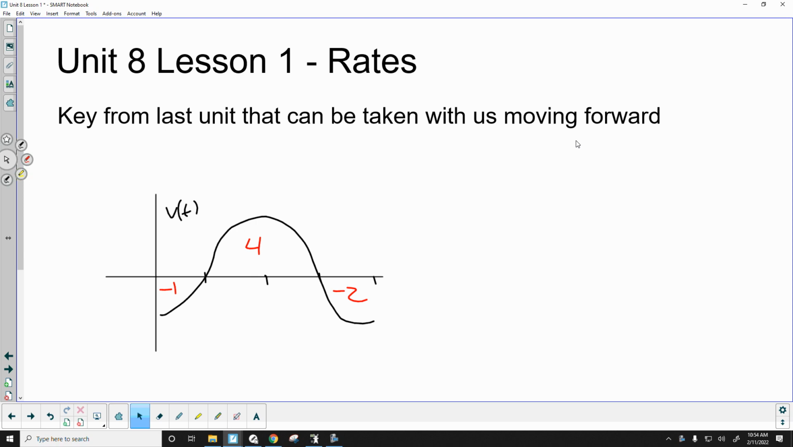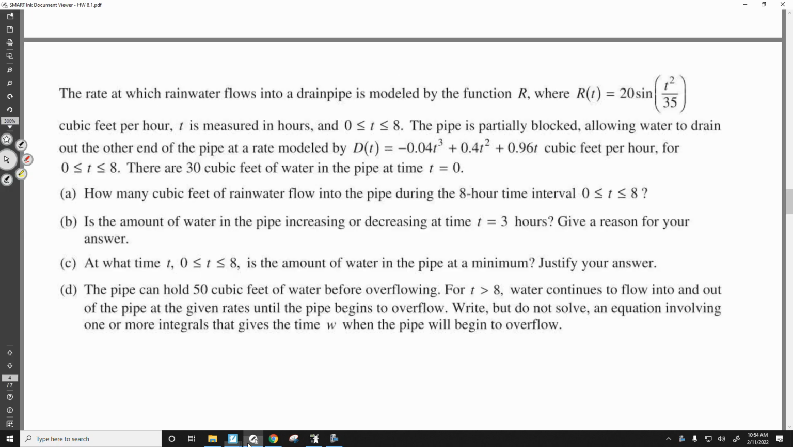Only 2 lessons in Unit 8. If we look at our homework, it looks like this stuff is completely different and new. I'm about to tell you why it's the exact same thing as what we just did in Unit 7. Okay? What do we learn in Unit 7?